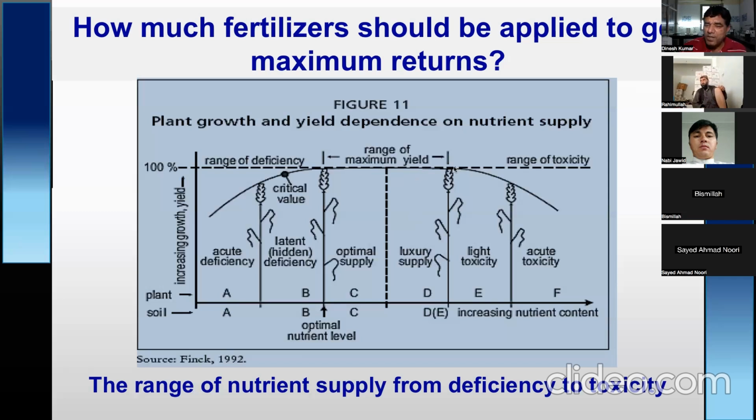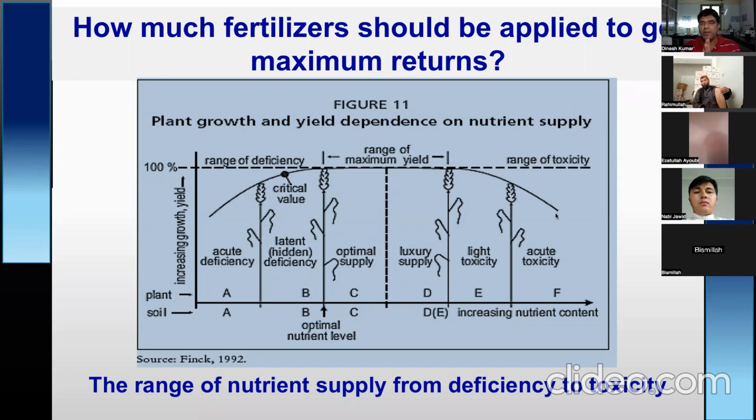And then if you still continue to increase the supply of the nutrients in the soil or in the plant, then toxicity of the nutrients will happen and it will reduce the growth. So you have seen different supply levels and their effect on growth. Whether a particular nutrient is deficient or in excess, it can lead to reduction in growth and yield of the crops.